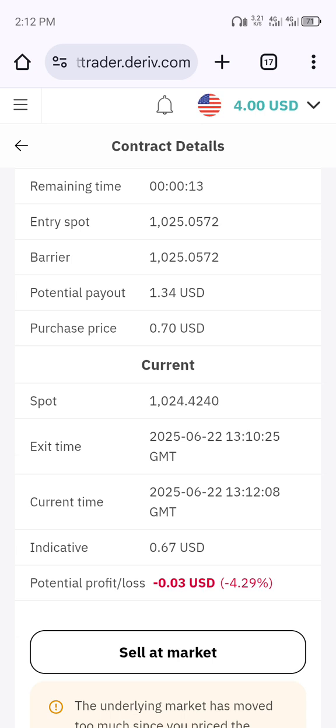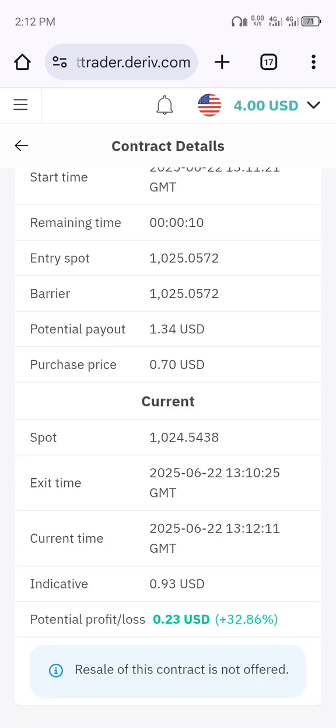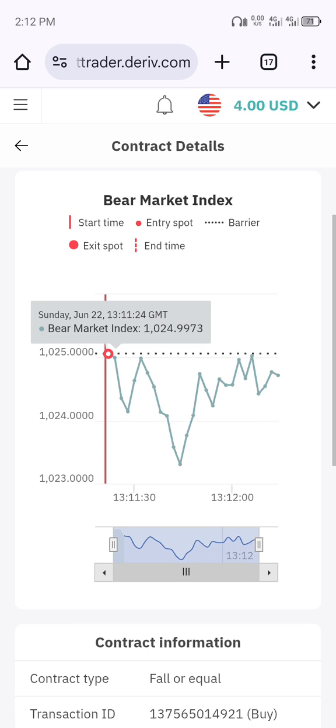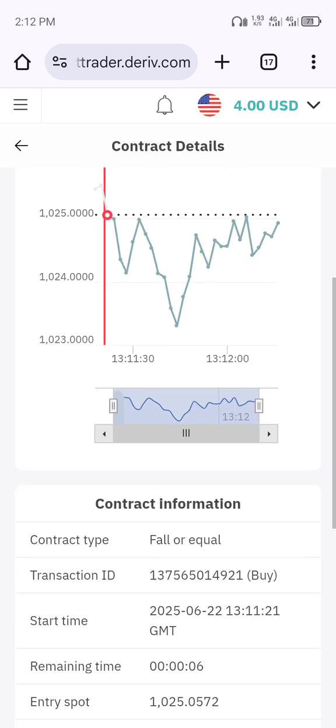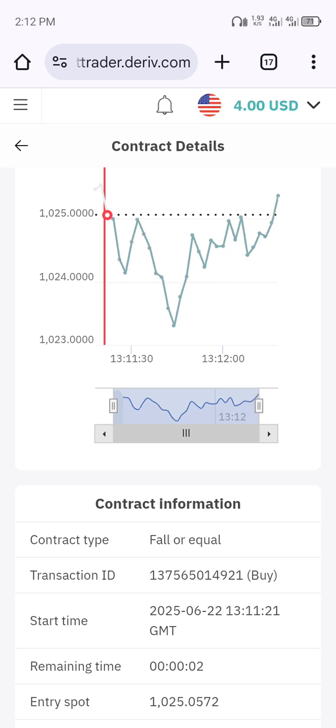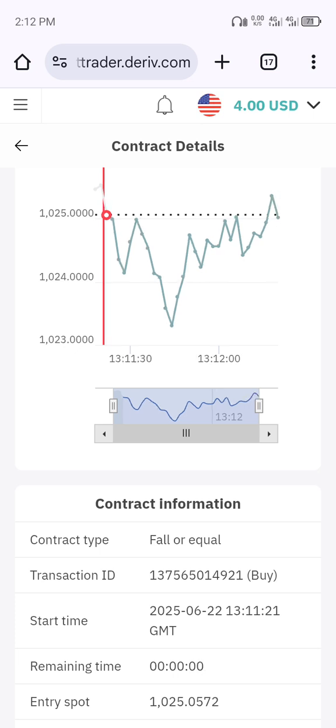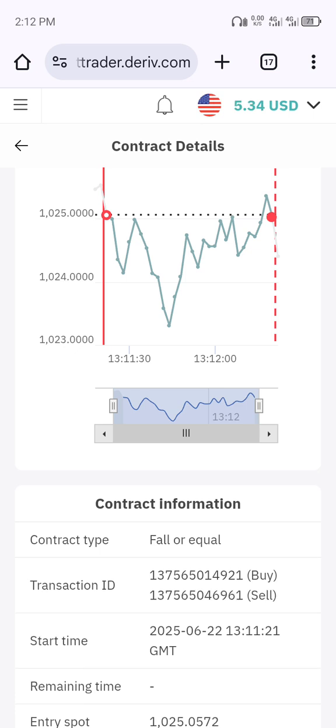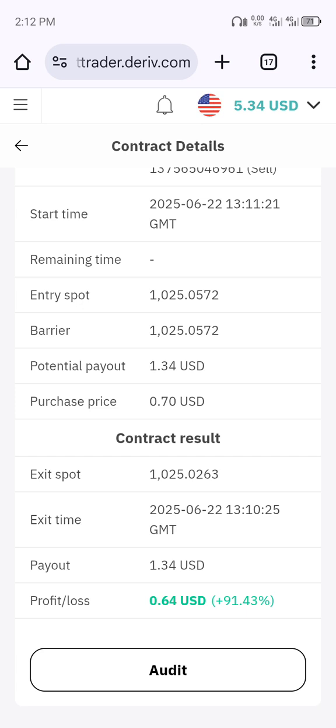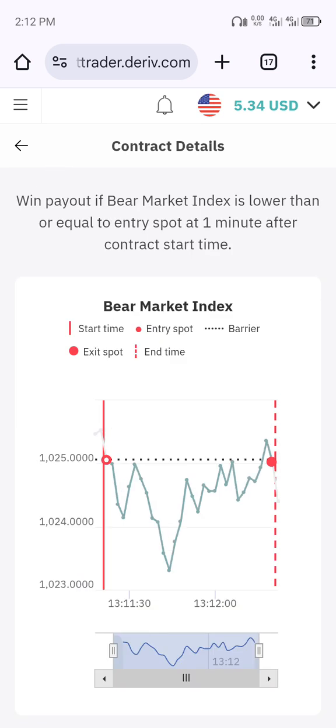Oh, at this point we can't sell on the market again. We have to wait till it finishes. We just want to hope it ends in our favor. Oh, good. It ends in our favor. The trade just ended now. And what we have here, can you see? 64 cent profit. And our account balance is now $5.34 from $1.67.